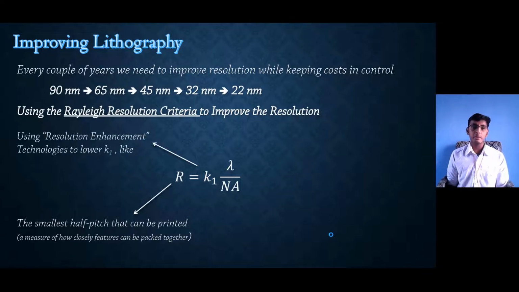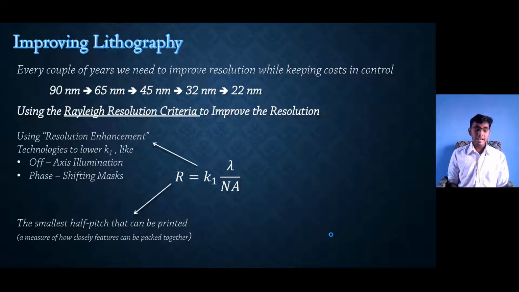The next one is the K1. So what is this K1? K1 represents the collection of all factors that can be done to improve our resolution. So how do we improve our resolution? We need to reduce the value of K1 so that our smallest half pitch can be reduced, so we can print thinner and thinner lines. So how do we improve it? We use resolution enhancement techniques like off-axis illumination and phase shifting masks to lower the value of this K1.